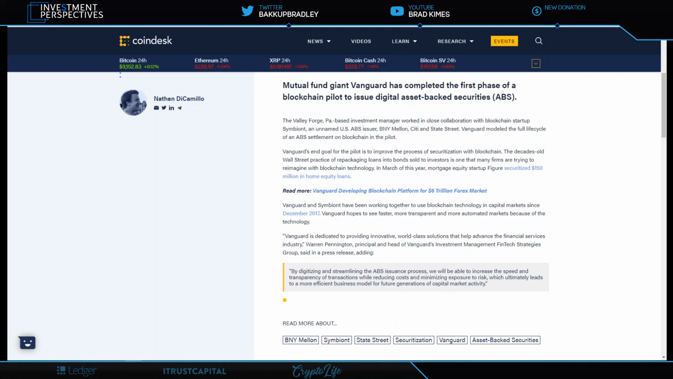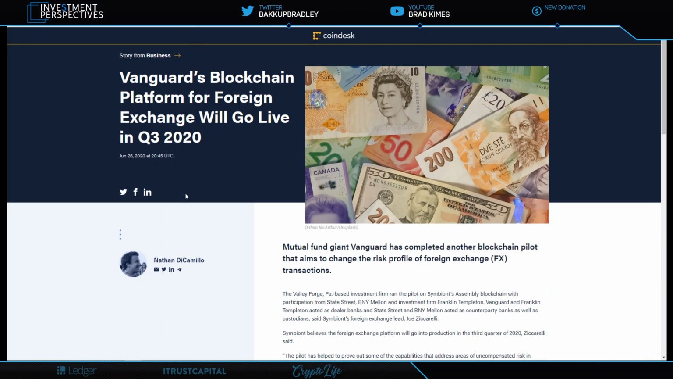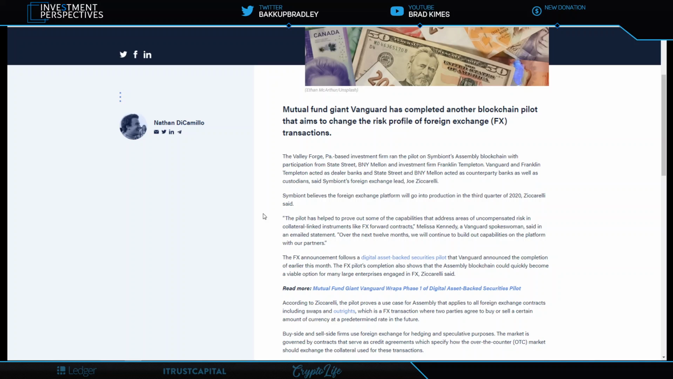So coming to this more recent article here, Vanguard's blockchain platform for foreign exchange will go live in Q3 2020. Now we're talking about the FX market, right? Mutual fund giant Vanguard has completed another blockchain pilot that aims to change the risk profile of foreign exchange transactions.